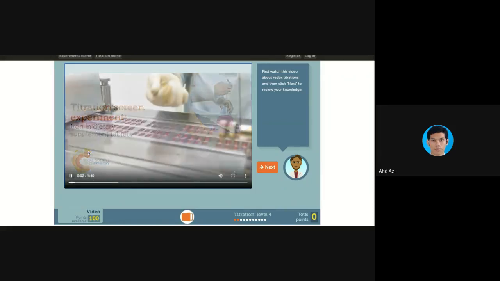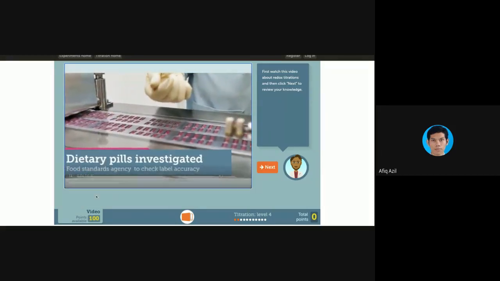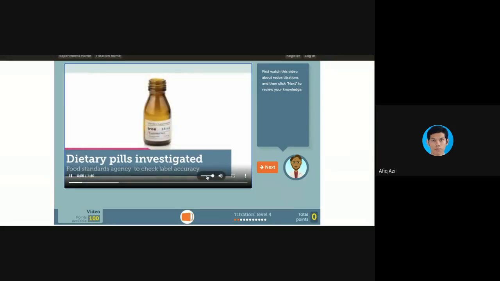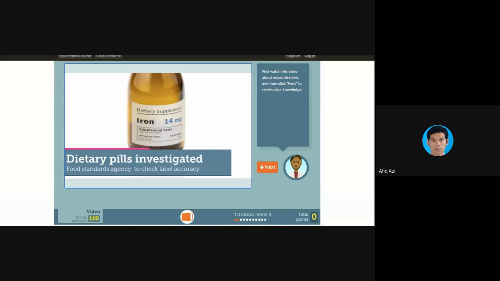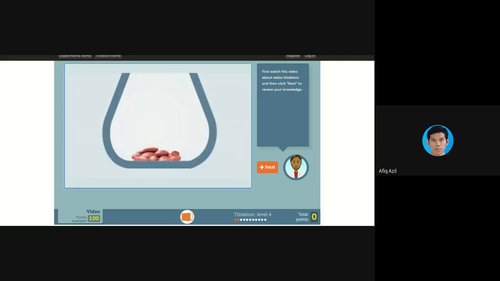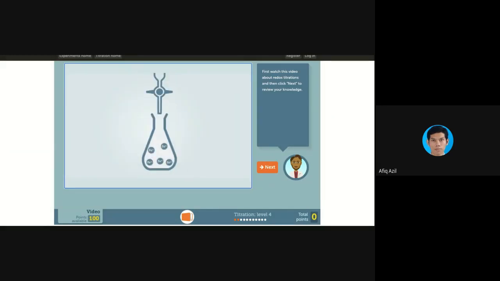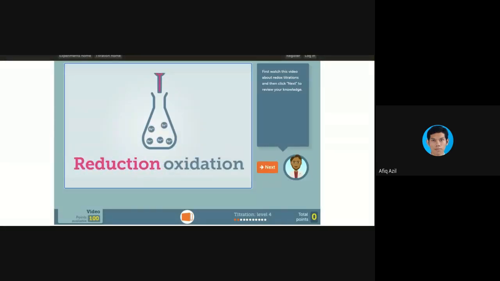This is iron in the food dietary. Standards Agency are testing a batch of iron supplement tablets to check that the amount of iron in each tablet is correctly stated on the bottle. The amount of iron, or more specifically Fe2+ ions, in each tablet can be determined by performing a titration experiment with potassium permanganate. This is called a redox titration because both a reduction and an oxidation reaction occur simultaneously.